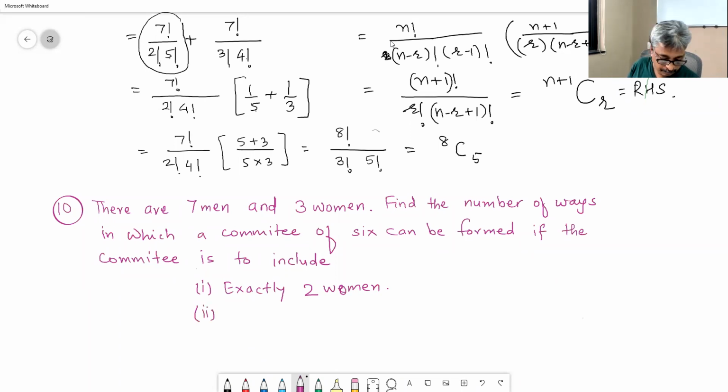Second problem, at least 2 women. Third problem, at most 2 women.